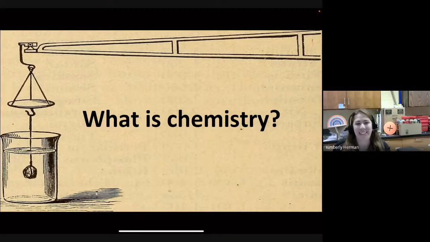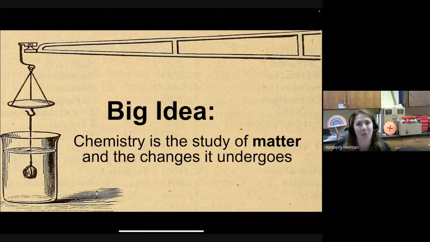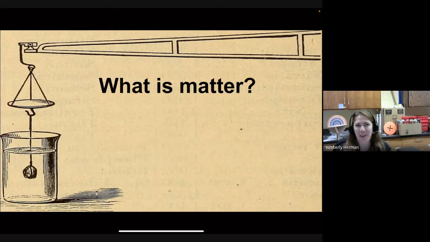Okay, what is chemistry and why are we here? If we're looking at the big idea of what is chemistry, we're going to see chemistry is the study of matter and the changes it undergoes. And that's going to lead us throughout this year, as we look at matter and then how it changes. So, what is matter then?